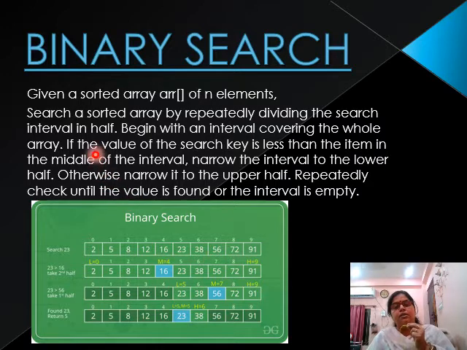Binary search searches a sorted array by repeatedly dividing the search interval in half. We divide our array in half, either the upper portion or the lower portion, and then we get our element. That is how we do binary search.